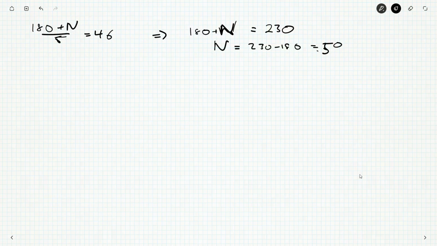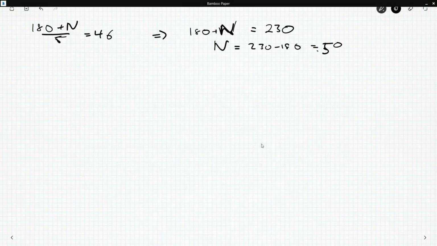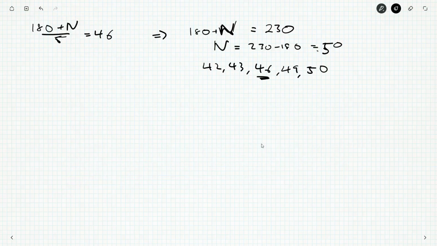Well, we're allowed to have 50. You know, if it had been 51, we would have had to say no, because there's no way you can get a score more than 50. But in the question, they said maximum score of 50. Okay. So if n is 50, let's line up our numbers. 42, 43, 46, 49, and 50. 49 is both the average and the median. So we're good to go.